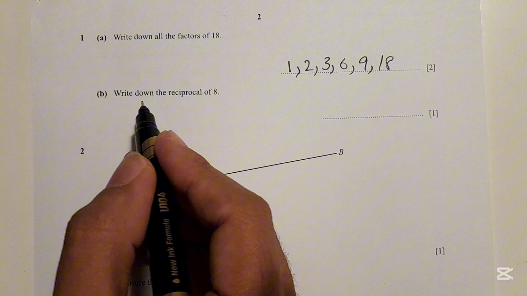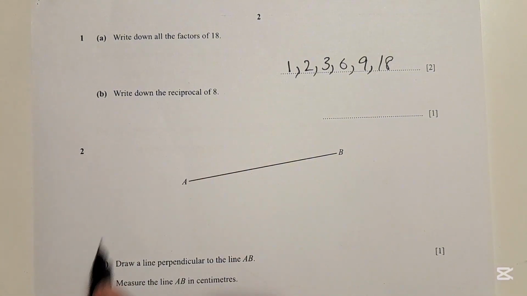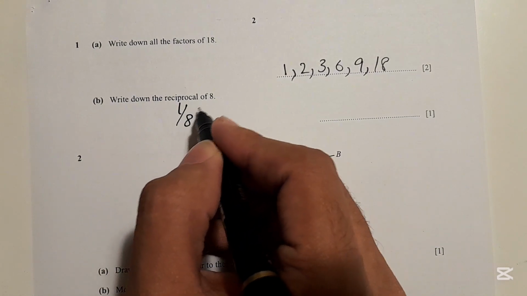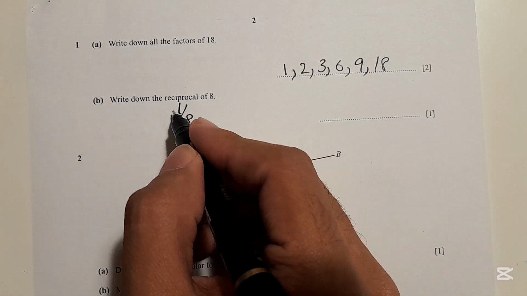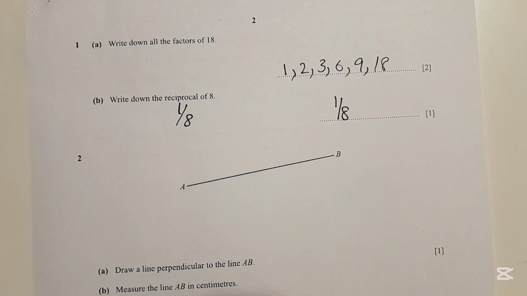Part B states write down the reciprocal of 8. Reciprocal of 8 is 1 divided by 8. So any number that will be divided into 1. So 1 divided by 8 is the reciprocal of 8.